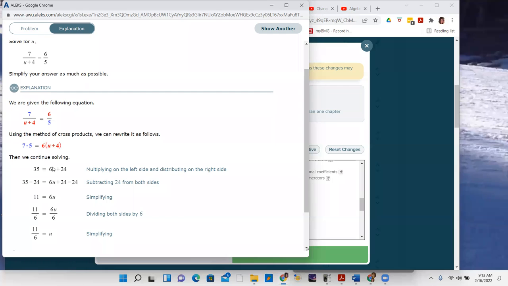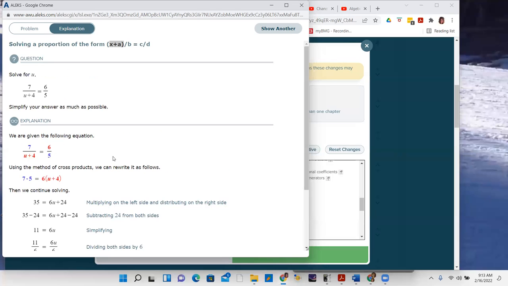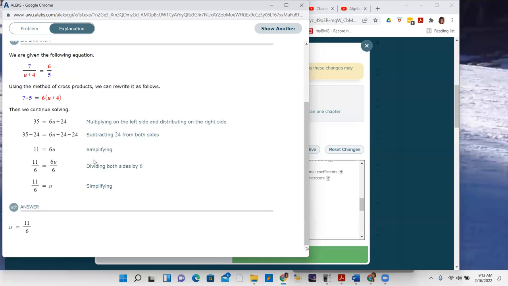So then you can distribute the 6 to both terms, subtract 24 from both sides, and then divide both sides by 6. These just say to simplify your answer, not to round. Okay, so simplifying gives you an exact answer. You don't want to approximate or round on a calculator unless you're specifically asked to do that, right? Because that's going to be an approximate answer if you're rounding. This is an exact answer.